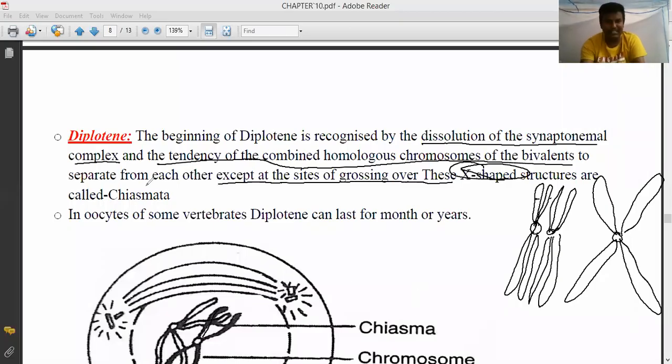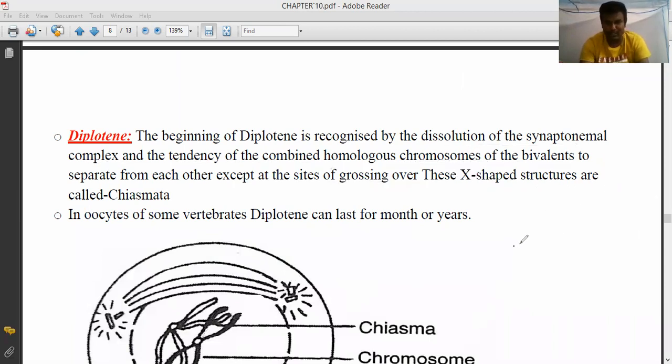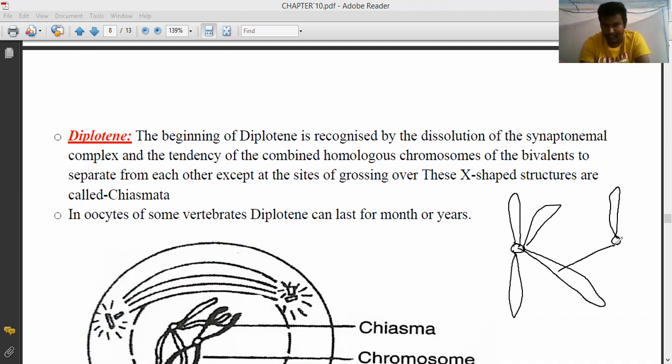Structures. We are discussing diplotene. In diplotene, what initially happens? Homologous chromosomes start separating, except where crossing over occurs. These are all separated this way, except this. Except this means what? Where crossing over happens. Except these, the remaining are all separated.